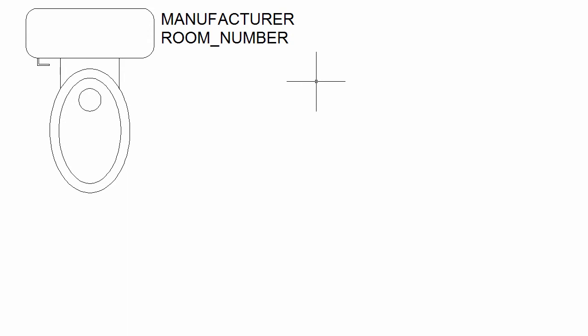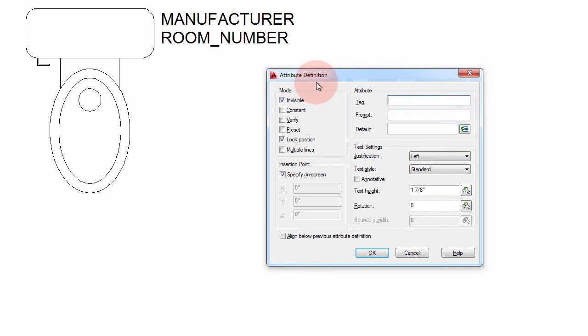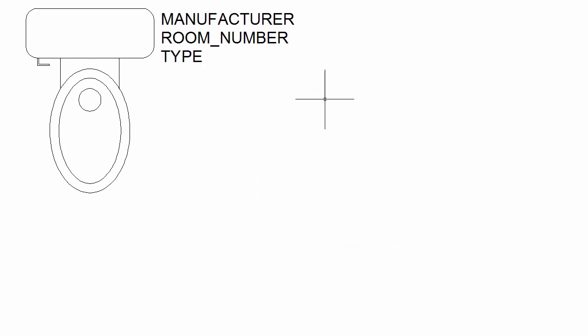let's see, manufacturer, room number. What else could we put in here about the toilet? Type, I guess. Whether it's a floor mount, wall mount. So we'll just say type, enter type of toilet, and we can just say floor. All right, align below previous attribute. Okay, so that's good enough. We have 3 of them in here, so let's use these.